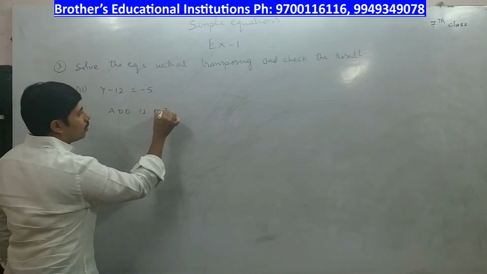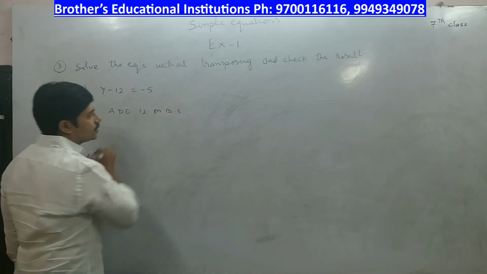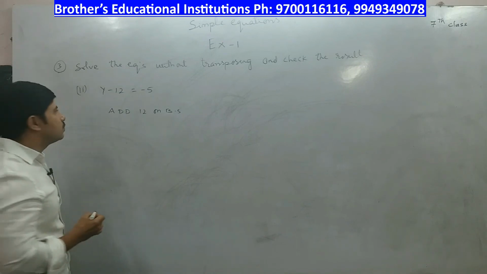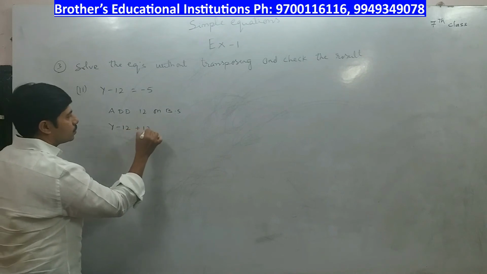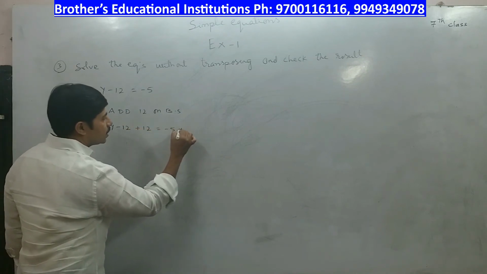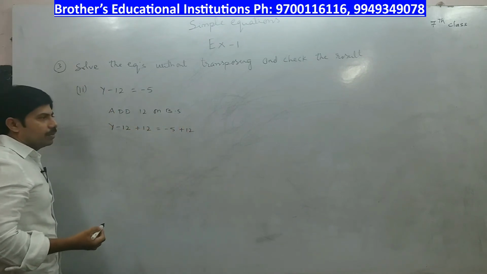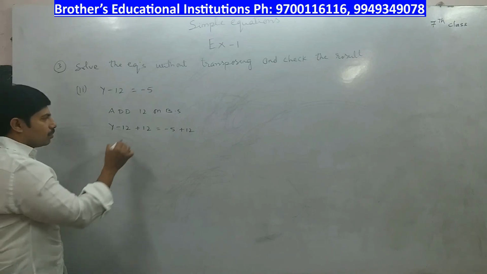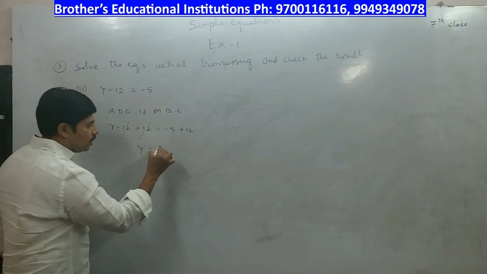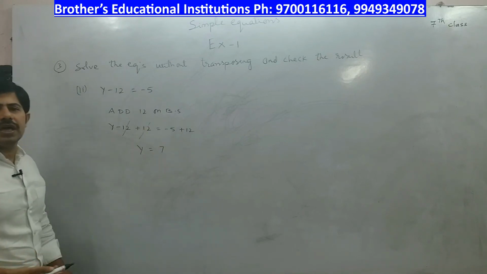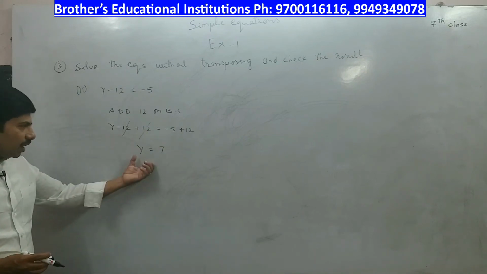So what I will do here is add 12 on both sides. When I add 12 on both sides, what will I get? y minus 12 plus 12 is equal to minus 5 plus 12. Minus 12 plus 12 you can cancel. So the y value is 12 minus 5, which is 7. So we got the y value as 7.